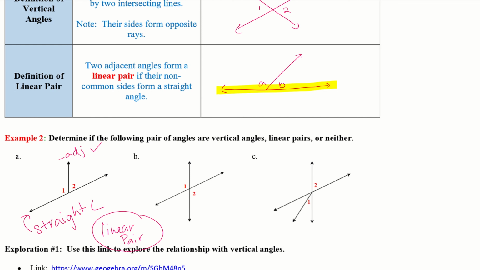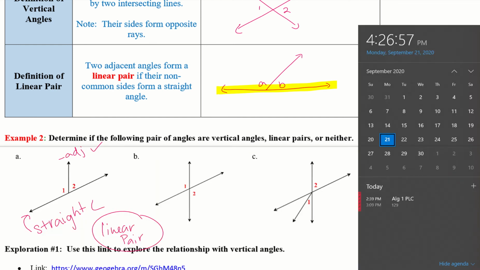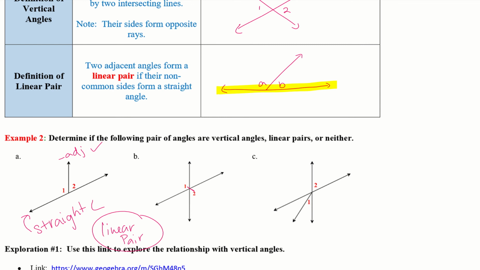Alright, B, 1 and 2 are opposite from one another. They don't have any common rays, so it's a vertical angle.